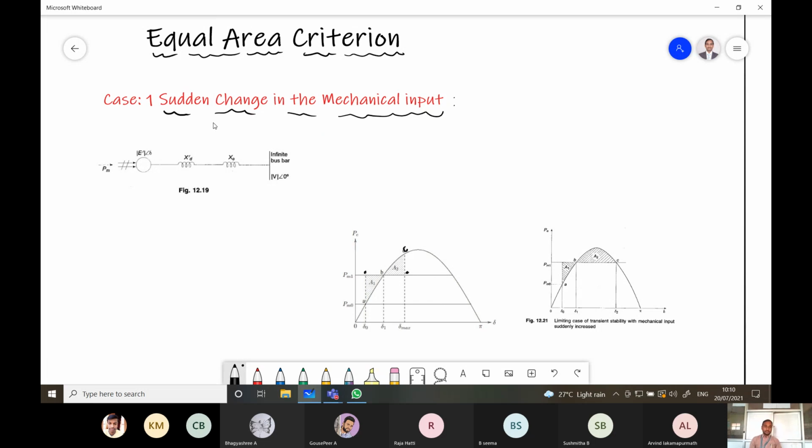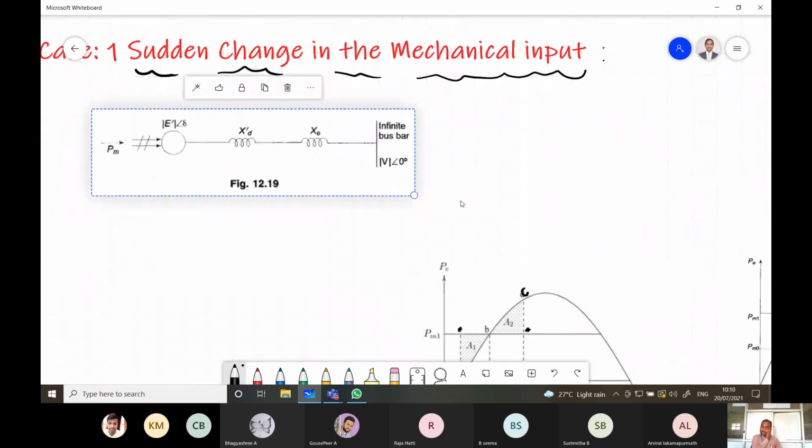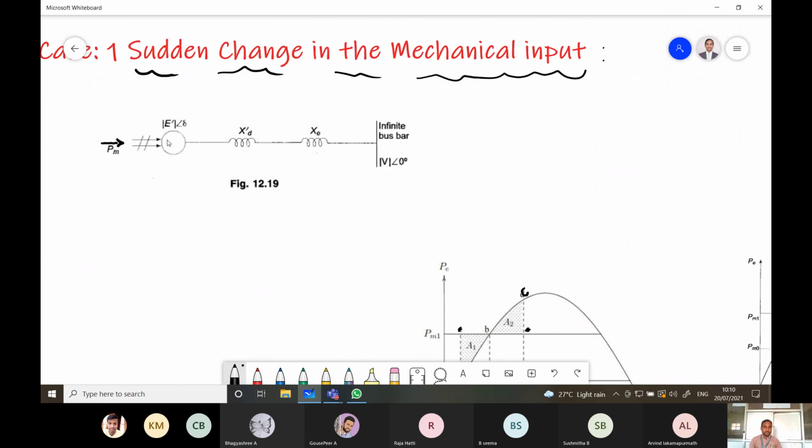So consider the figure. There is a mechanical input that is given to the generator, that is called PM. This is the generator, producing a voltage represented by E dash at an angle delta, with generator reactance called XD dash, and transmission line reactance XE, and it is connected to the infinite bus bar. The infinite bus bar voltage is given by V at an angle 0.